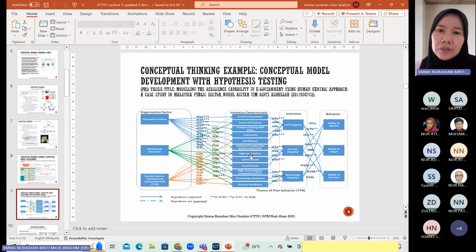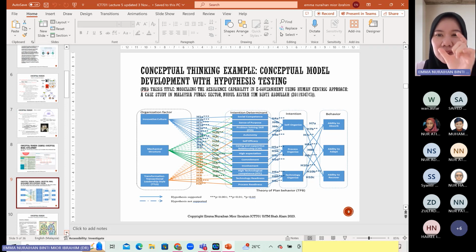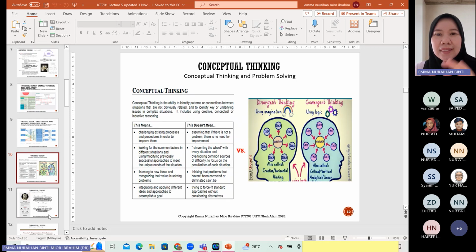You still need to have a conceptual framework to show your PhD output, because of that philosophy thing, okay, Doctor of Philosophy, ini adalah filosofi dia. Ni semua ni filosofi dia, okay. Alright, so conceptual thinking and problem solving.